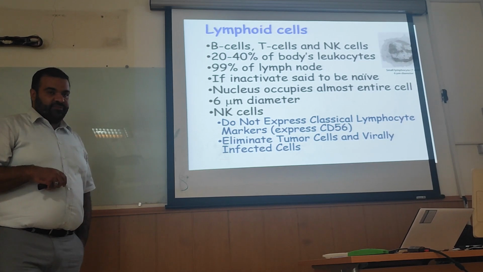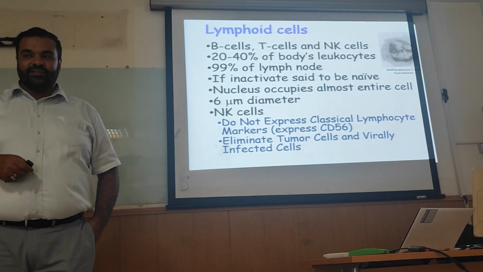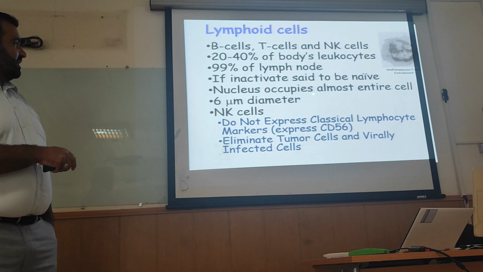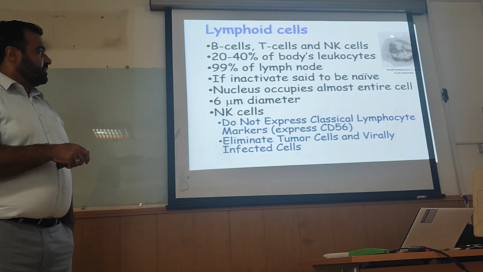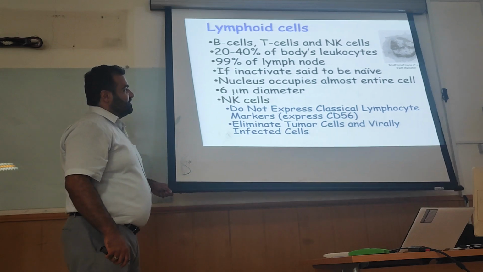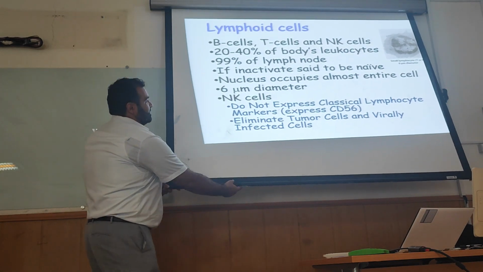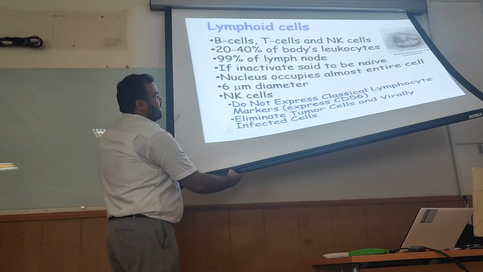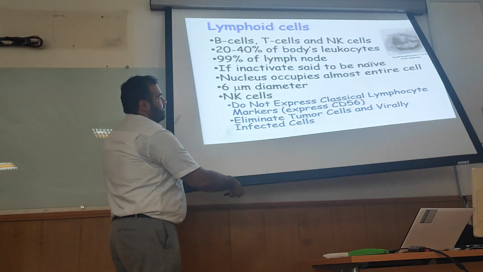If they're inactive, if they have not encountered the antigen, we say they're naive. And you can see the picture here. I don't know, does it show well? Let's do cheating, if it helps. Yeah, you can see better now, full size.